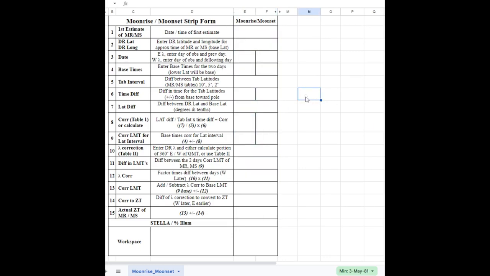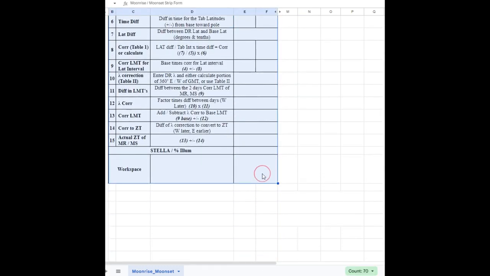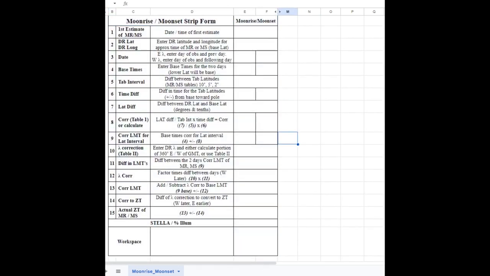This is the exact strip form that you'll be able to use on your SurfNav exams, as well as once you get to the fleet. We have Excel versions of all of these in case you want to make them your own. First off, let's zoom in so we can get a better look at this.